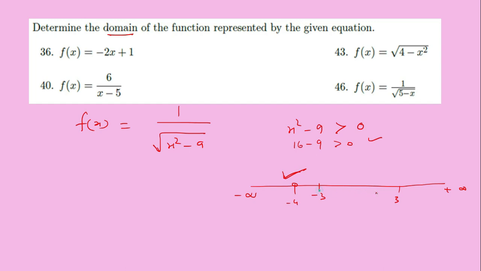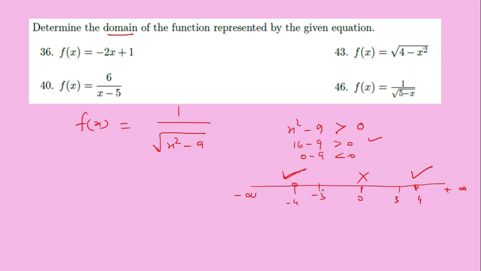Second interval, from minus 3 to 3, pick a value 0 and put it in for x. 0 minus 9 is negative, so this is not a part of our domain. And from 3 to infinity, you pick another number, positive 4, and put it instead of x. You get again 16 minus 9, which is positive. Therefore, this interval is also included.